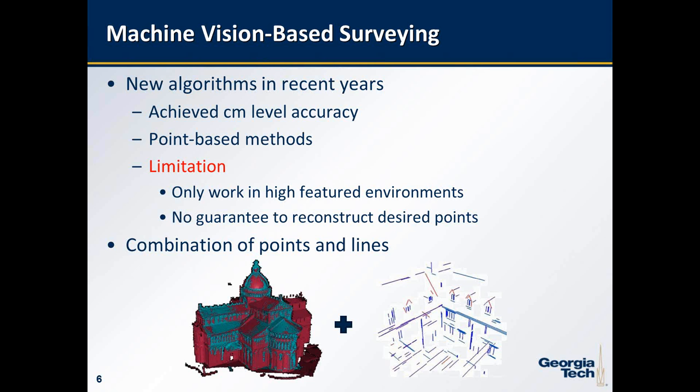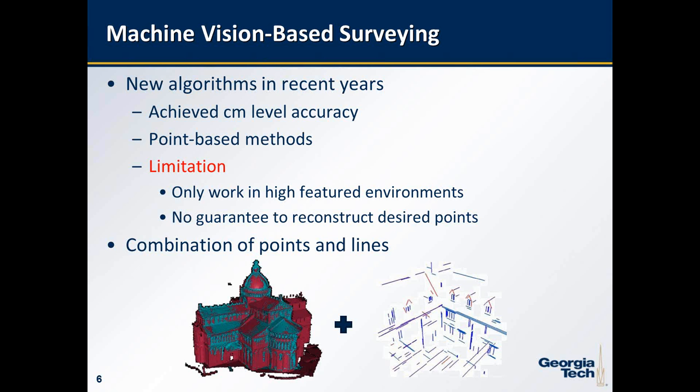The limitation for that kind of algorithm is that, first of all, they only work in highly featured environments. If you have a very poorly textured scene like a concrete wall or an aluminum membrane, these methods usually fail in those environments. And second of all, there is no guarantee to be able to reconstruct desired points, because the desired points are not guaranteed to be feature points. Hence, these two limitations exist for point-based 3D reconstruction methods.